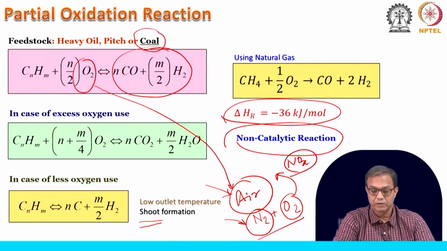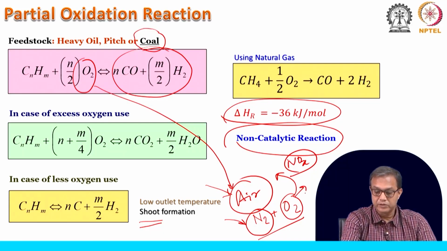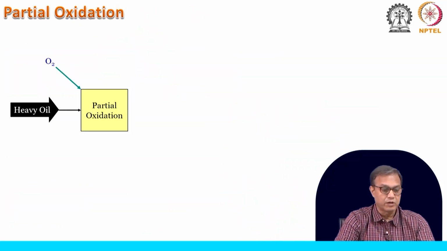more in quantity. So, later on, if we have to separate this NOx or N2, it is better if we separate the air initially and put it in the form of O2 in the reaction. That will be advantageous. So, let us now look at how this process actually works. So, this is partial oxidation.